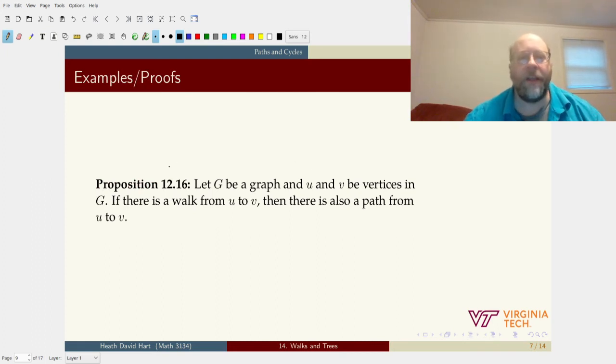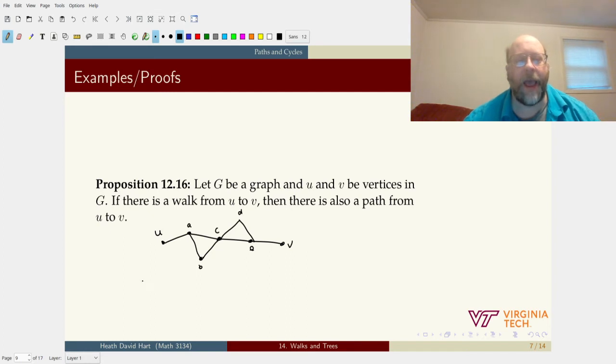So let G be a graph and U and V be vertices in G. If there is a walk from U to V, then there is also a path from U to V. So here's the idea. I can get from U to V by maybe repeating some of the vertices along the way. Say, let's call these vertices A, B, C, D, E. And I have a walk that goes from U to A to B to C, back to A, back to B, back to C, up to D. Let's say go over to E first, then up to D, then back down to E, then over to V.